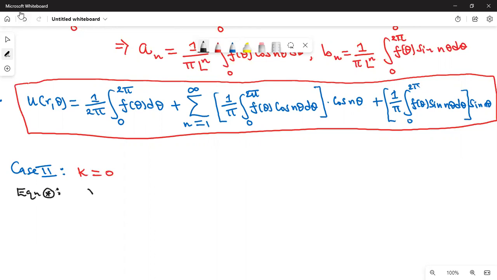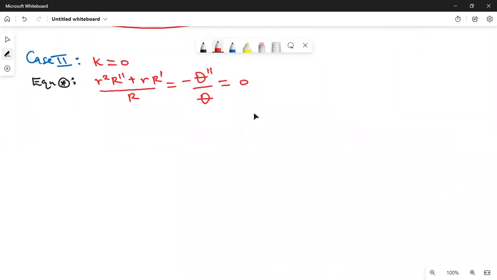It will become, let me use another color, r squared times R double prime plus R, of course, the small r times the R prime over R capital is equal to negative theta double prime over theta, which is equal to 0, because now k is equal to 0. If I equate each side to 0, what are we going to get?